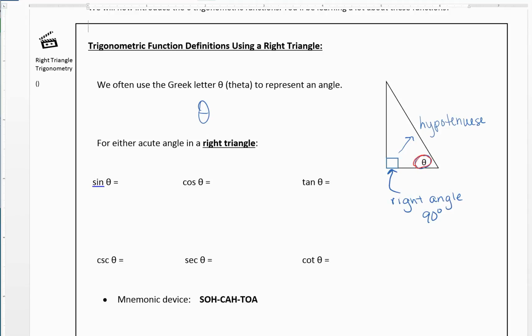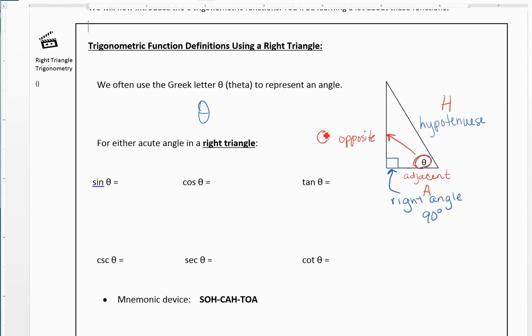Now, you'll notice that theta is sitting between the hypotenuse and another side. Another side makes up that angle. And the one that it's sitting on is called the adjacent side. Then, it's also opening up to a side, the side that's across from it, and we call that the opposite side. Okay, so for this angle theta, we have the adjacent side and the opposite side, and the hypotenuse is always the side across from the right angle. Now I'm going to call the hypotenuse H, the adjacent side A, and the opposite side O.